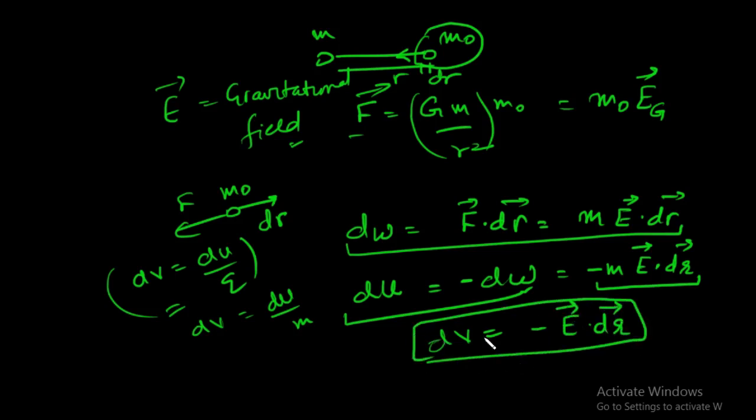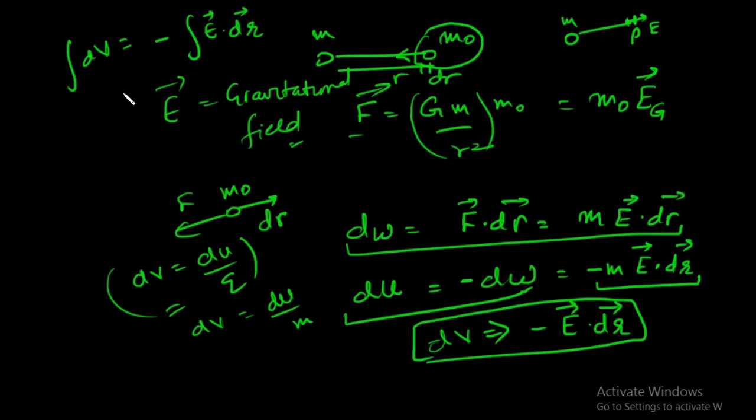So in a nutshell, we can say, for a mass m at a point P, the gravitational field is E. If I just take a point further from it, then potential is generated. This potential is minus E dot dr. Now we integrate this: dV equal to minus integration of E dot dr.